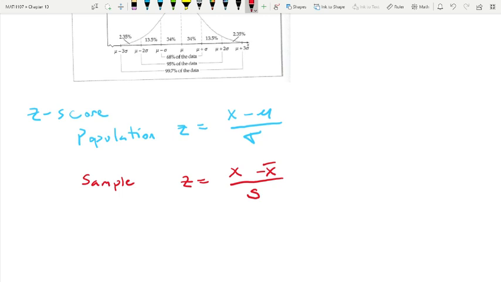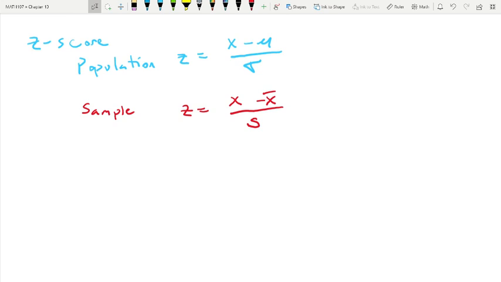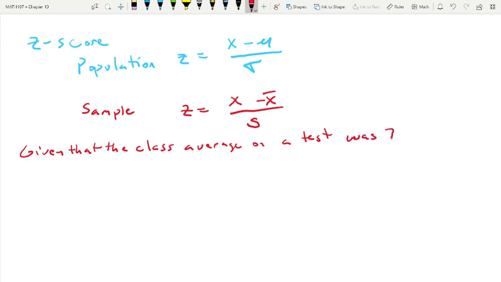So how does this work then? Let's say here we have something like this. We're given that the class average on a test was 72 and the standard deviation was equal to 10. What is the z-score?